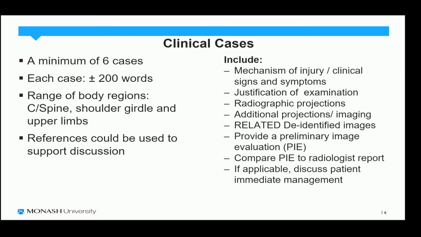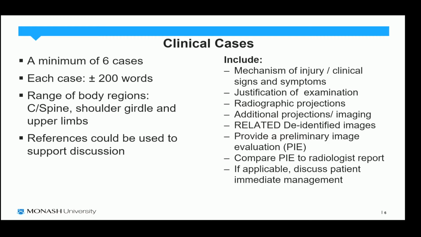So as mentioned, there needs to be 6 cases. Each case should have a word limit of about 200, so that will make up 1,200 words in total. And you need to include a range of body regions related to the cervical spine, the shoulder, and the upper limbs. You can use references to support your discussion.